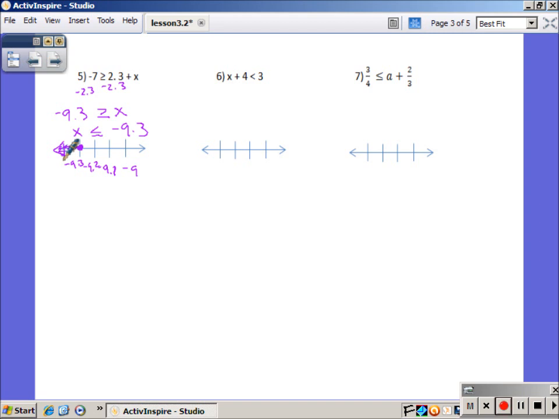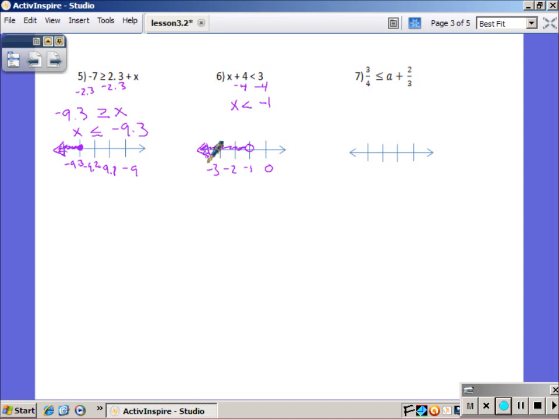For number 6, x plus 4 is less than 3, plus 4 keeping x from being by itself, so I'll do the inverse, which is to subtract 4. 3 minus 4 is negative 1. Open dot, no or equal to, less than, shading to the left.